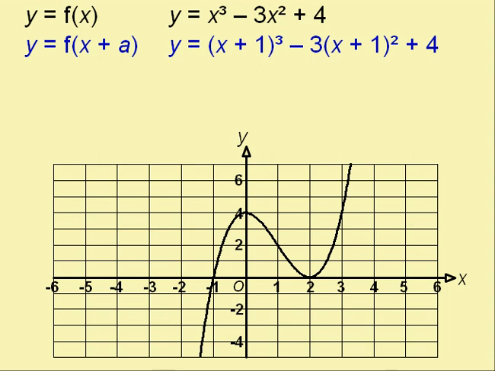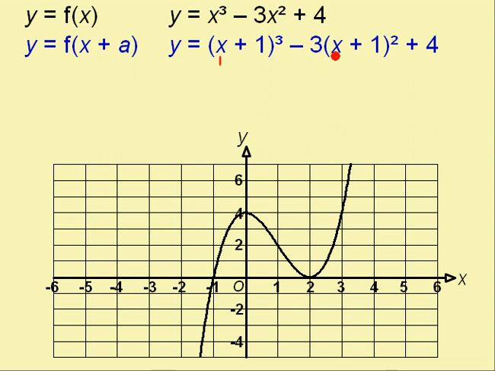Now 99.9% of all known people automatically think that this graph will move 1 to the right. But it actually moves 1 to the left. Let me try to explain to you why this happens. Let's take a value for x. Let's choose 1 for the first one.